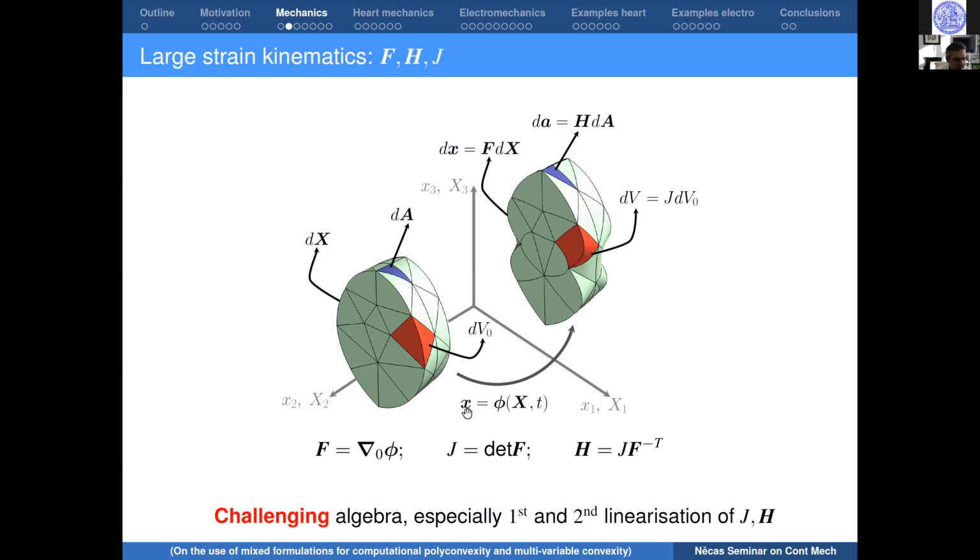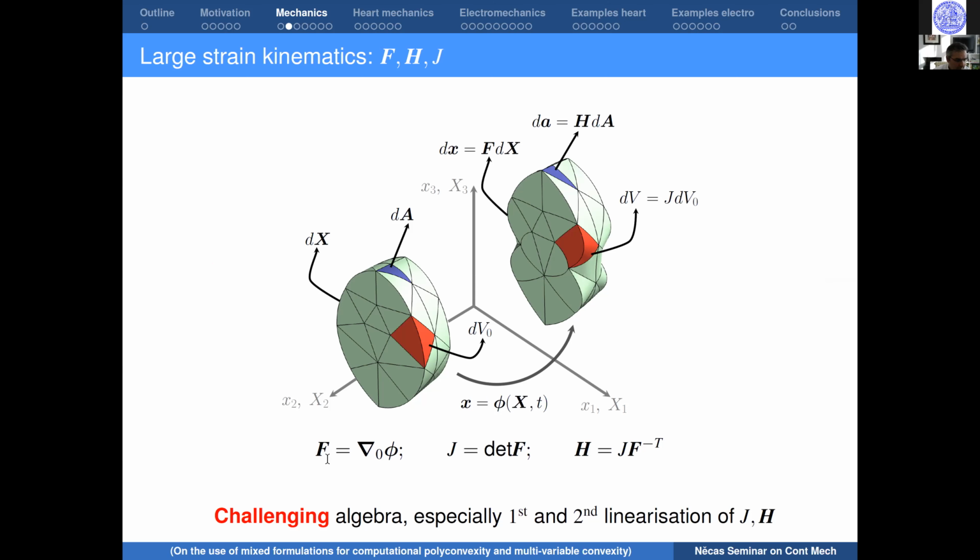And we can provide the mapping between the original configuration, capital X, and the current configuration, little x, which is well established. Then you can define three maps: the fiber map, F, the volume map, J, and the area map, H. And the typical way, at least in computational mechanics, to do so is that first we compute the gradient, from which we then compute the determinant, and then subsequently we compute the cofactor or the area map by multiplying the determinant with the transpose of the deformation gradient.